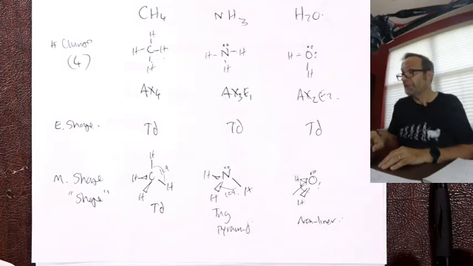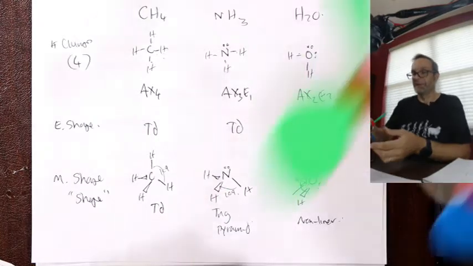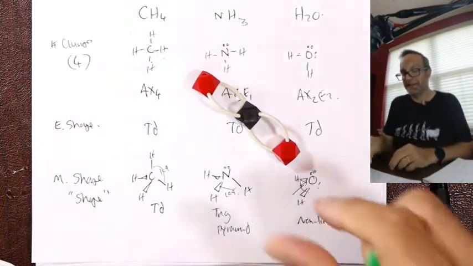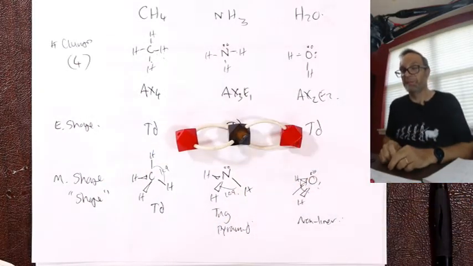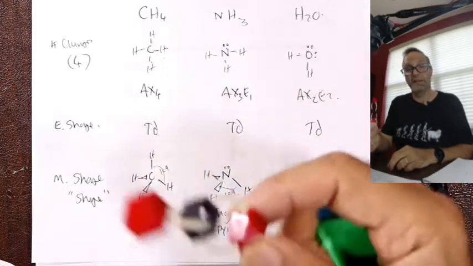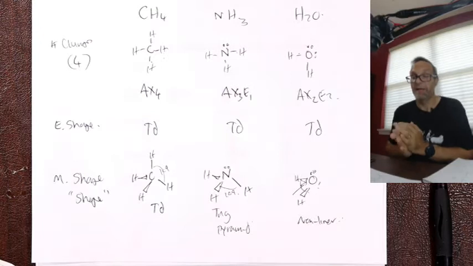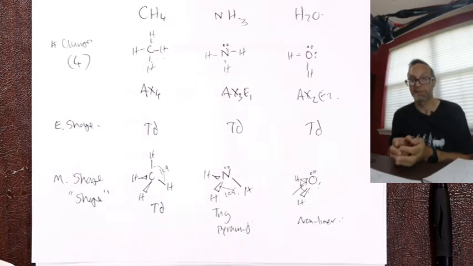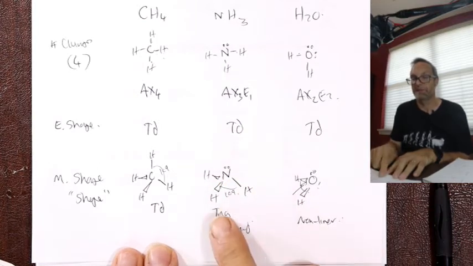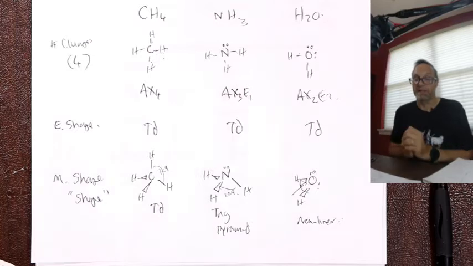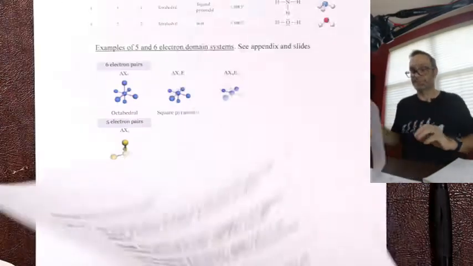That's called nonlinear. For carbon dioxide, here's one I prepared earlier, carbon dioxide has three atoms in a straight line, as we saw in the previous example. So that's 180, that's linear. Carbon dioxide is linear. So that's kind of interesting. When you have a Lewis structure and there's one or more lone pairs around the center, one and two in water and ammonia, the electronic shape and the molecular shape will be different. That's kind of fun.